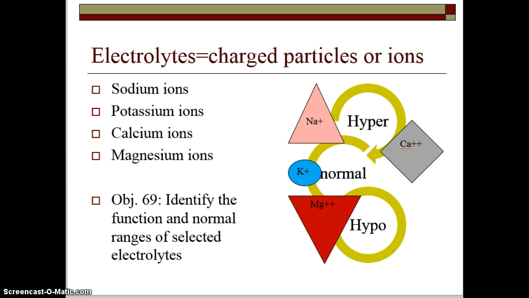We need to learn the normals for electrolytes in this class because as you progress on in the program, the abnormals will be more of your focus. So we look at sodium, potassium, calcium, and magnesium ions as our electrolytes. They're charged particles, and so they interact. Hyper is above, and so when we have hyperkalemia, that's a higher than normal level of that electrolyte. When we have hypo, that means it's below, and that can also be problematic.